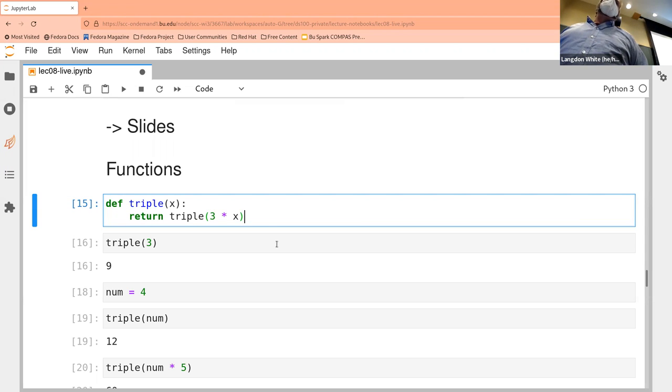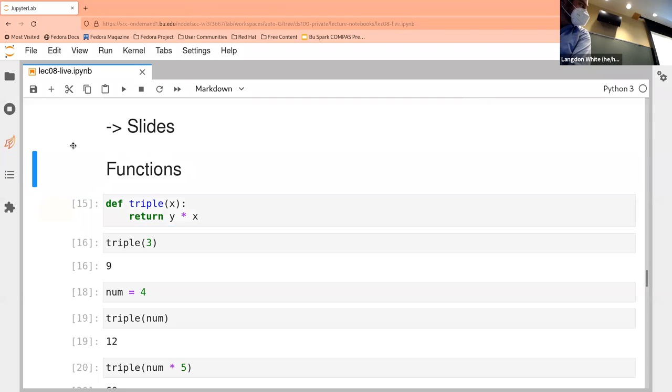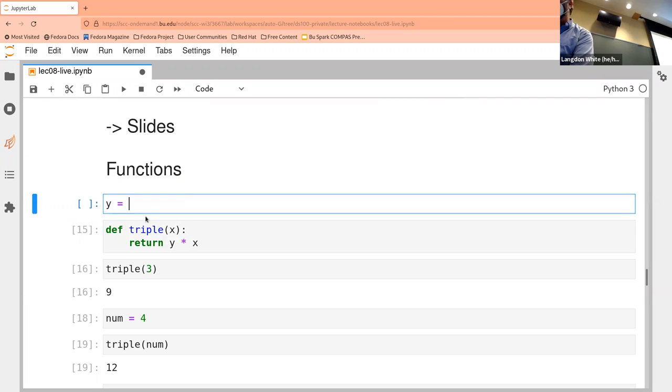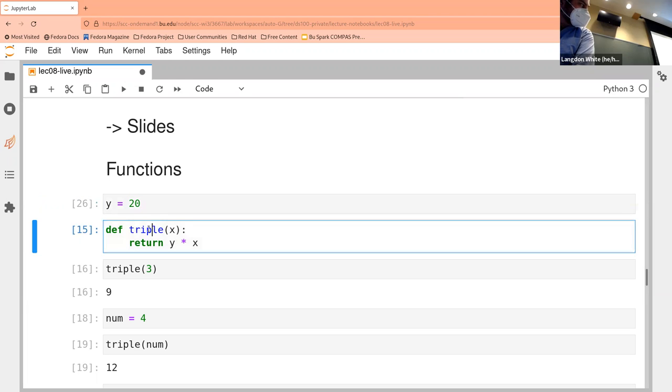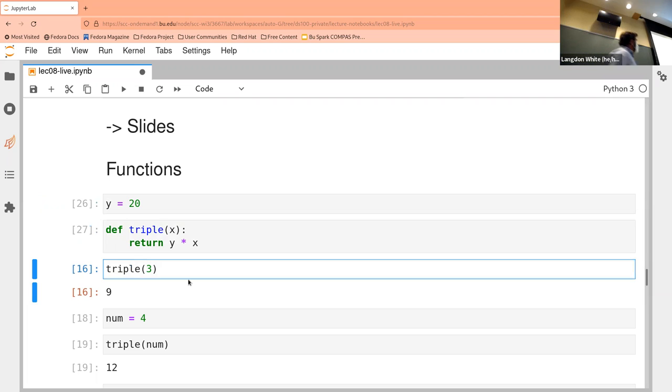Yeah, I had a question. If we have a variable y in the variable scope and we have a function, say triple, which has a parameter x, and we do x times y, would we... Let's find out. All right, y equals 20. Let me run that, and then we'll run this. What we should get, if your supposition is correct, is 20 times 3, or we'll get something else.